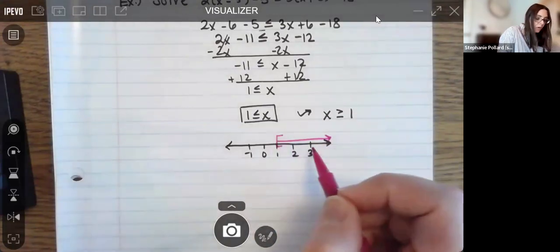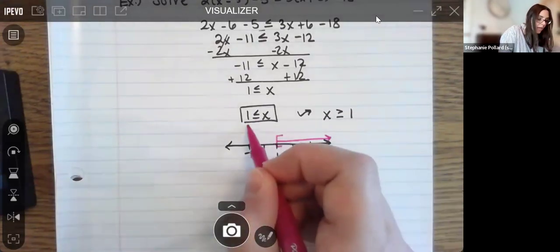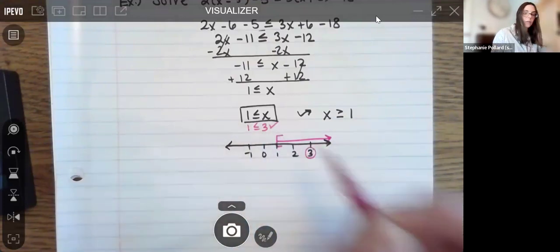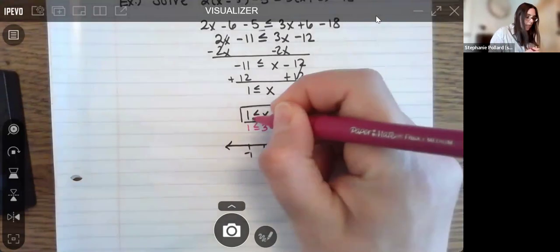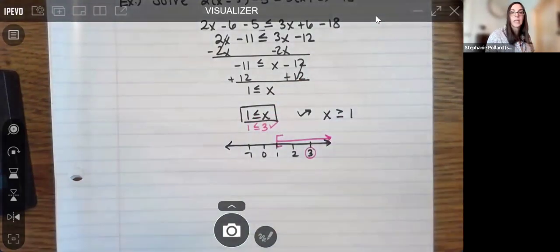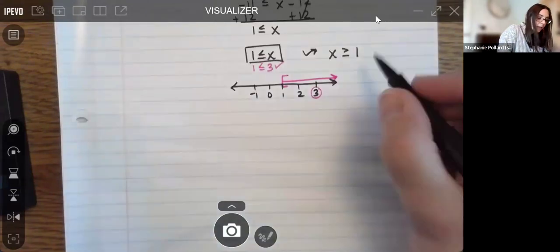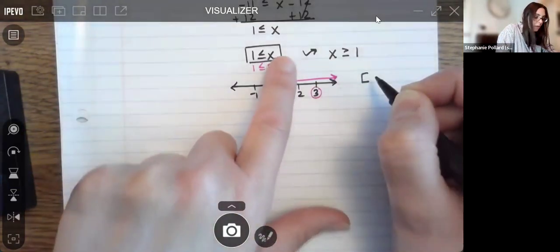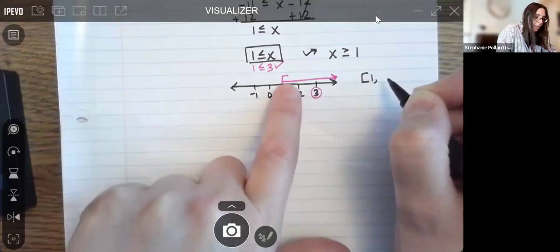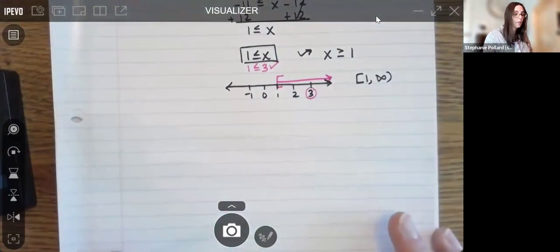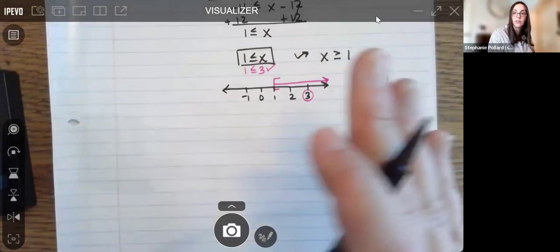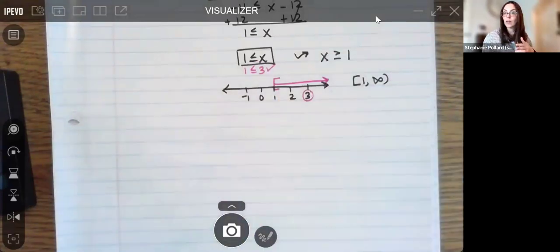And again, if you're not sure, pick something to plug in. Like here, you could check that 1 is less than or equal to 3. So this does go in the right direction. I do see an equal sign here, so I'm going to go ahead and use a bracket. And then finally, for interval notation, my smallest value is 1. It keeps going to the right forever, so that would be a positive infinity. Remember, interval notation is always left to right or small to big, however you want to think of it.